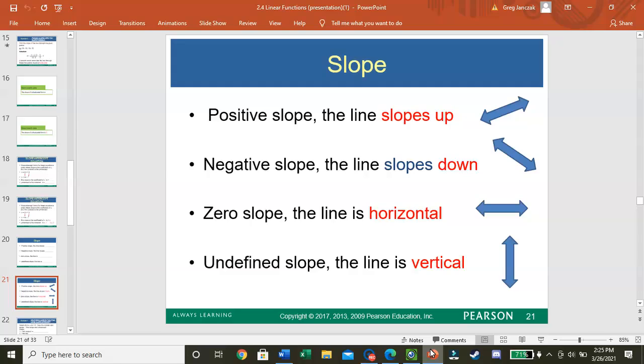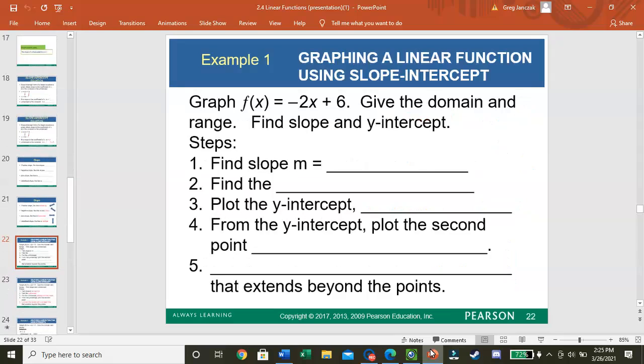So that'll help. Undefined is a vertical line. Undefined slope is a line straight up and down. And so where's 0 in a horizontal line? Is it in the numerator or denominator for a horizontal line? 0 slope. Numerator, right. For undefined slope, the 0 is in the denominator. Good. So it makes a difference.